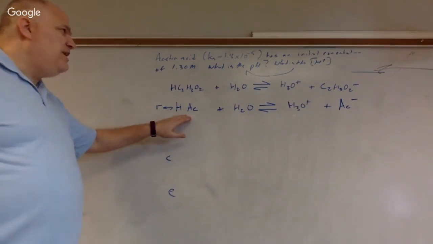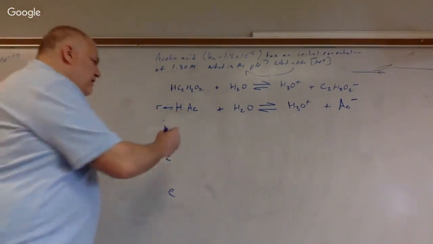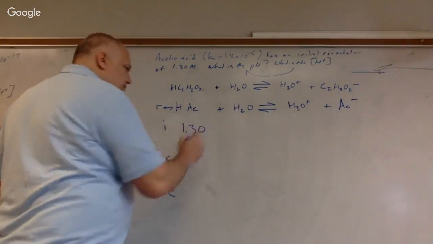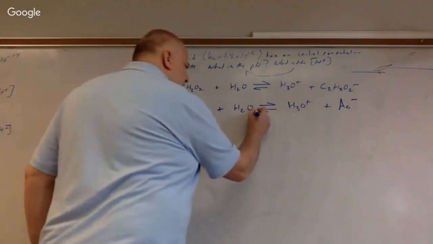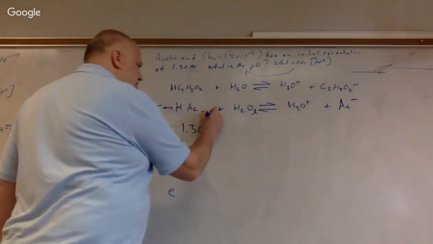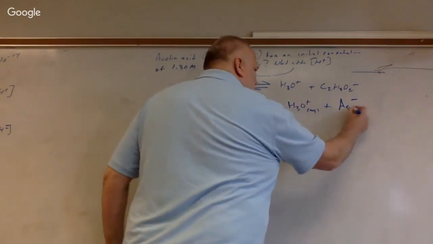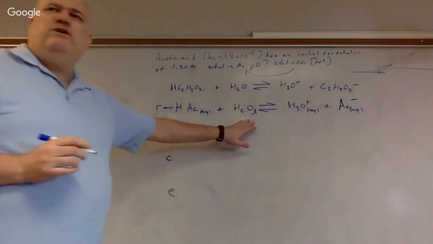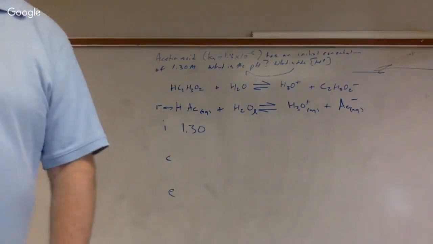Yes, correct. But what did they initially give us concentration-wise? 1.30. Didn't they give us 1.30 of this initially? Are you okay with that? Oh, by the way, this is a liquid. This is aqueous. This is aqueous. And this is aqueous. So that means that our liquid we don't care about in terms of equilibrium. It never is involved in our equilibrium expressions.